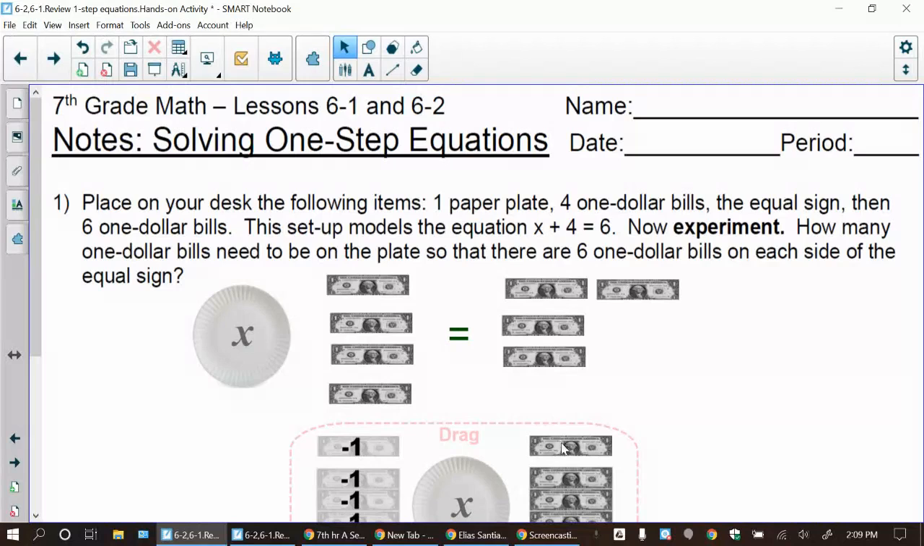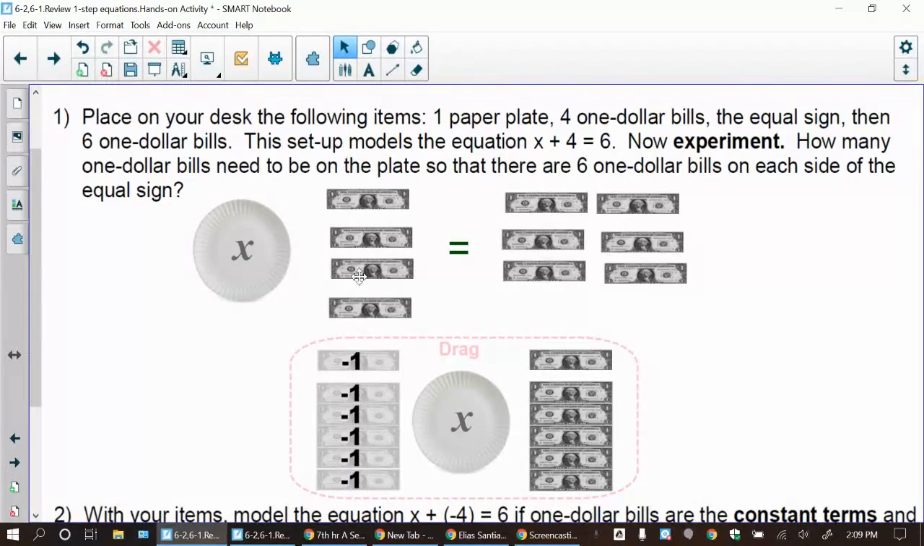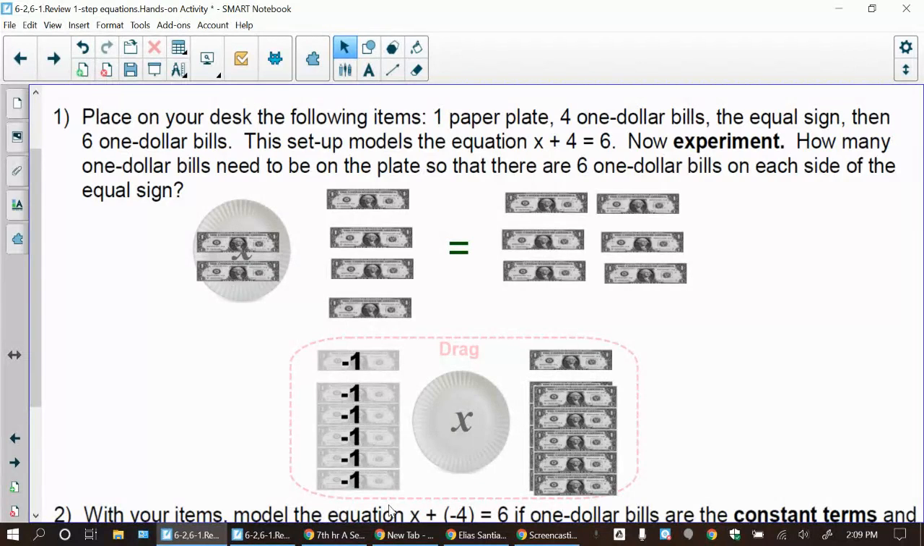So now we need to experiment. How many $1 bills need to be on the plate so that there are six $1 bills on both sides? Okay. So if I have four $1 bills over here, how many more do I need to make six? Well, obviously, I'm going to need two more dollar bills. So that shows what x actually equals. X equals a positive 2.